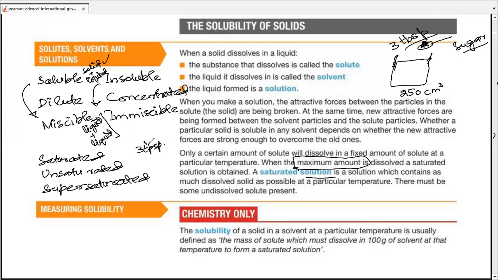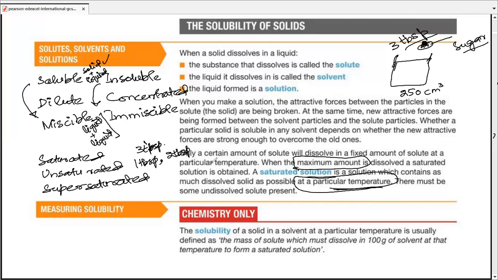So what would be unsaturated? Anything less than 3 tablespoons would be unsaturated. 1 tablespoon would be unsaturated. Why? You can dissolve 2 more. 2 tablespoons would be unsaturated. Why? You can dissolve another spoon. 2.5 tablespoons would be unsaturated. Why? Because you can dissolve half a tablespoon more. So anything less than 3 tablespoons would be unsaturated, because you can always dissolve more at that particular temperature. Remember, this part of the definition is very important.